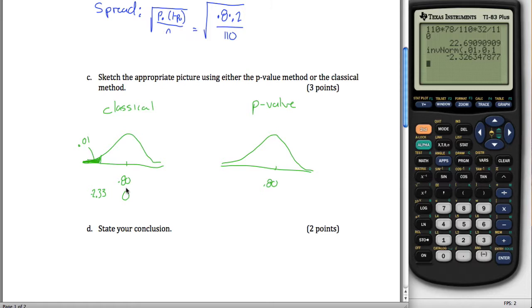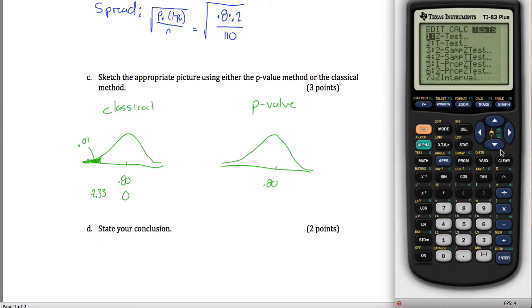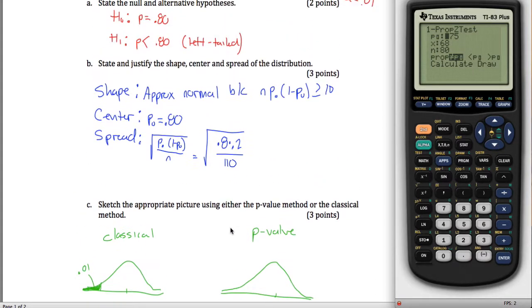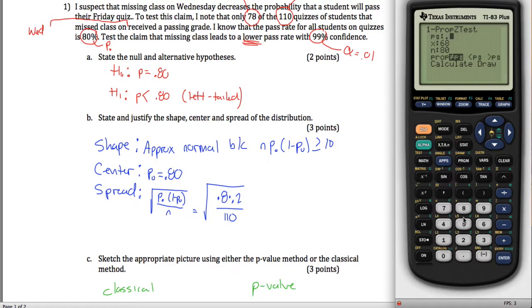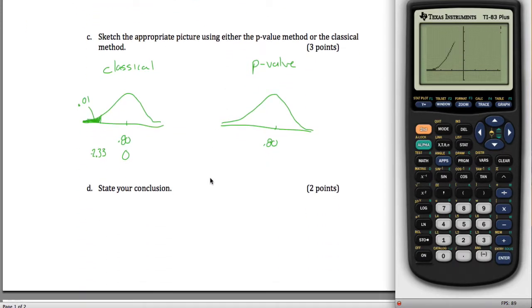What this is saying is that if I get a test statistic less than negative 2.33, then I'm going to reject my null hypothesis. So let's figure out what the test statistic is. Let's go over to stat, and then tests, and then one prop z-test. Let's see, P naught is equal to 0.80, X is equal to 78, N is equal to 110, and my alternative hypothesis was that P is less than P naught. Hit enter here. Go either calculate or draw. Either one will give you all the information you want. I'll do draw this time, why not?